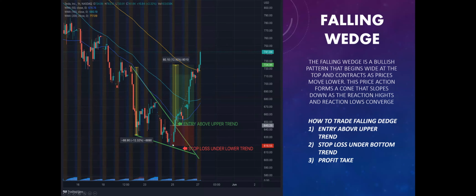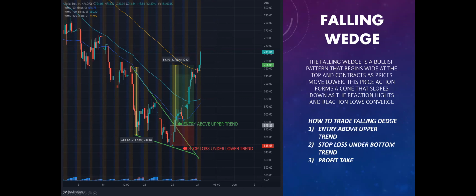Your entry always could be on the touches of the support trend line, but it's the early entry. Your safer entry is when we break the resistance level, the resistance trend line. This is the safe entry. You can take your position right at the breakout or wait for a retest. And this example is really clear. We see a push, breakout, retest, then go.